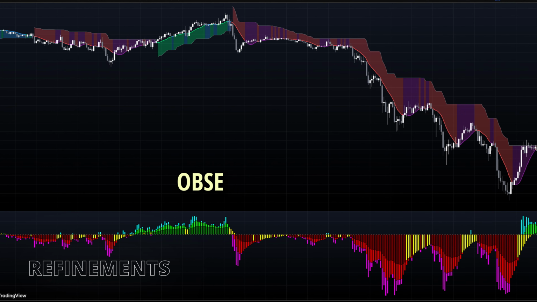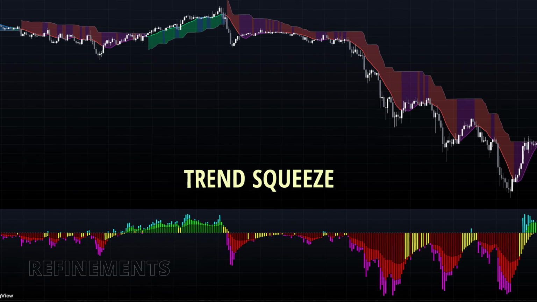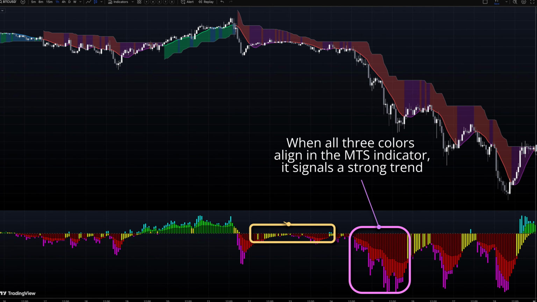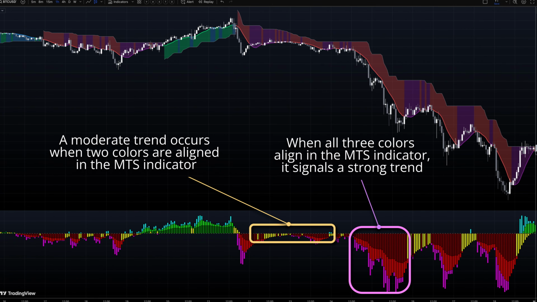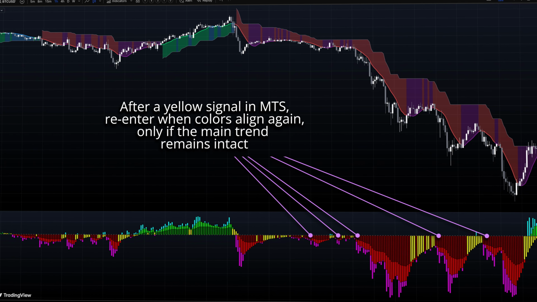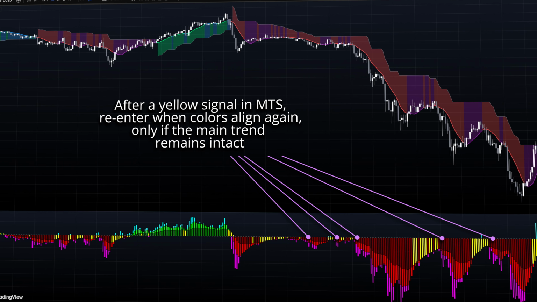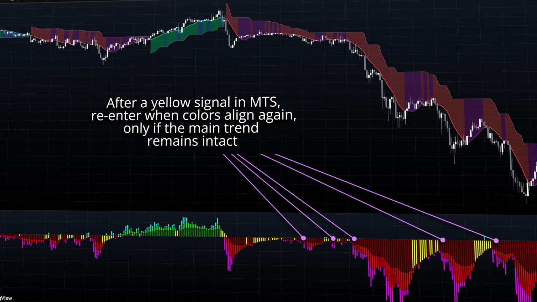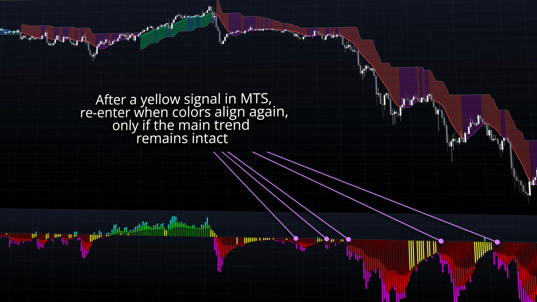Assess trend strength by observing color alignment in the Madrid trend squeeze. Strong trends show all three colors aligned, while moderate trends have two colors aligned. After a yellow signal in Madrid trend squeeze, wait for color alignment to resume before re-entering, and only if the main trend direction remains intact.